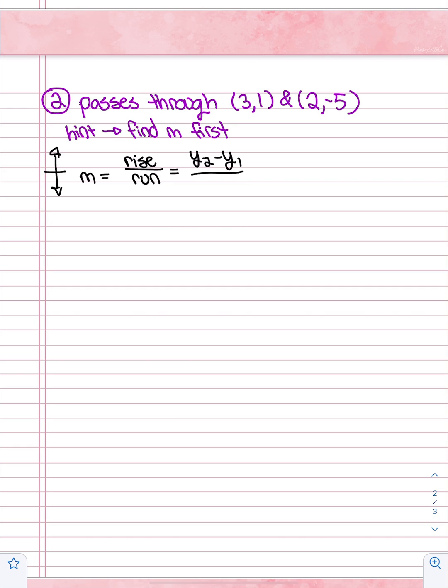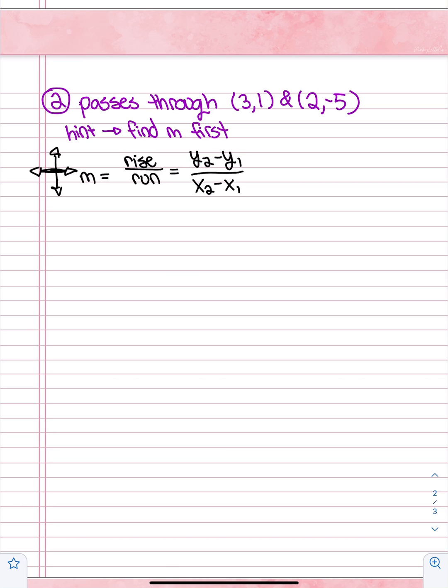And then our x-axis is the one that just runs left and right, right? So that's going to be our change in x's. So we're going to go x2 minus x1. And then remember, the 2 and the 1, they're not like exponents, they're just subscripts. That means they're just differentiating, saying, hey, this y is different from this y.